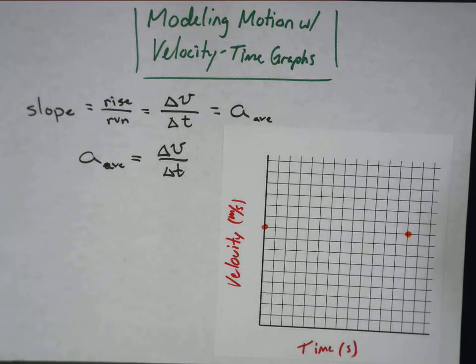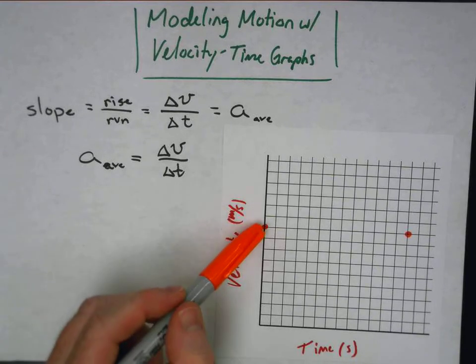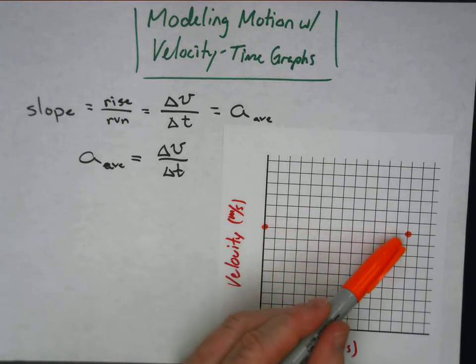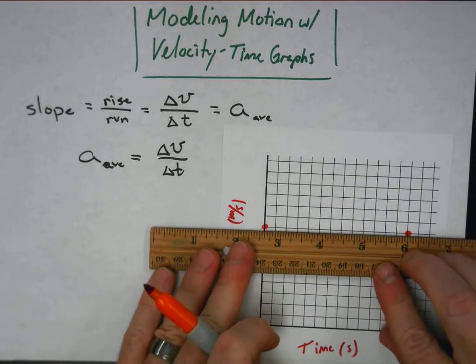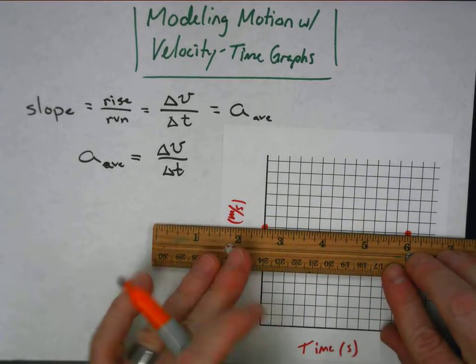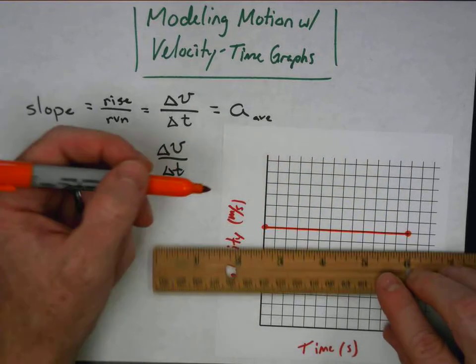What about something like this? If your initial velocity is some value and your final velocity is the same value, has the velocity changed? Well, no, right? It hasn't.